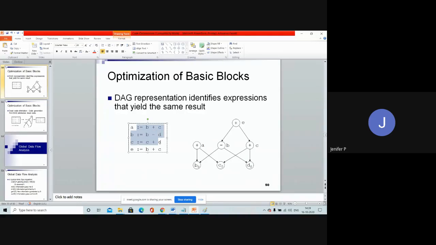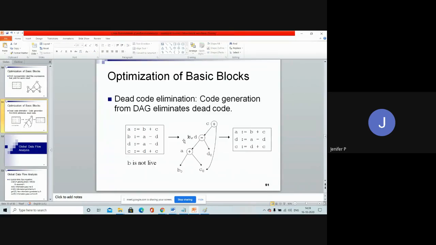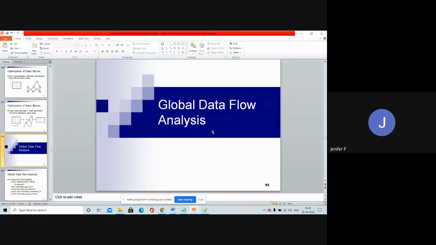I say I cannot optimize this, but this set of statements can be optimized. Why? Because in the previous one there is nothing common, but here A minus D, both A are the same and D also the same. This is what we call data flow analysis. The main part of optimization is data flow analysis. Without knowledge of data flow analysis, we cannot optimize the code.